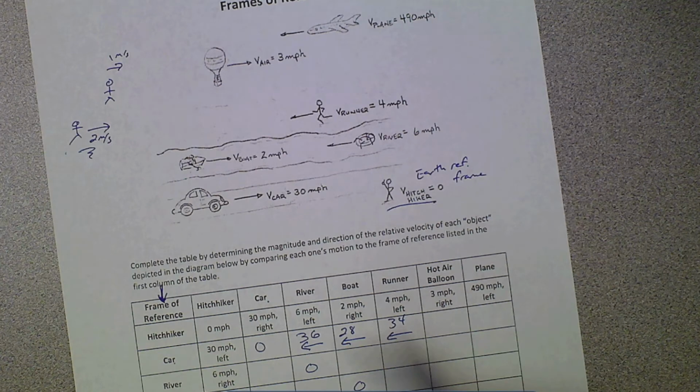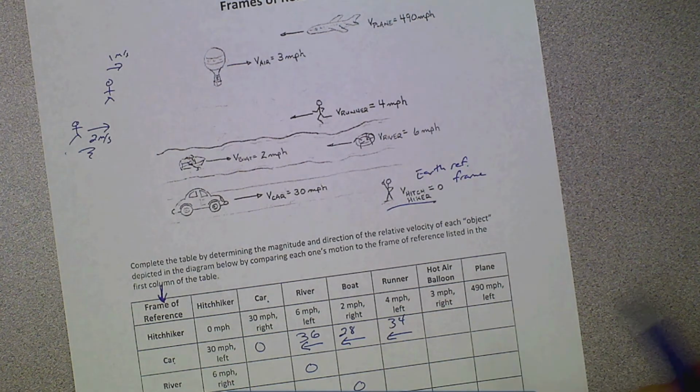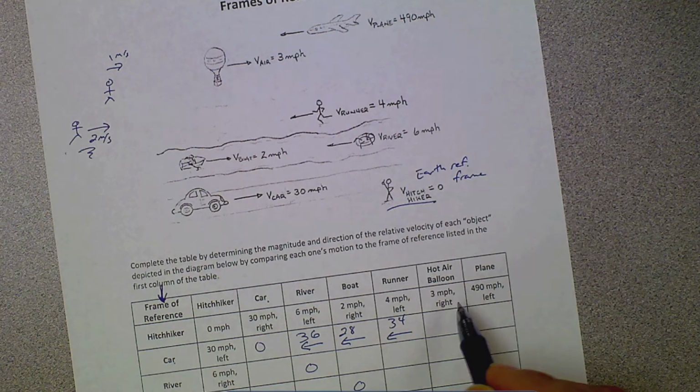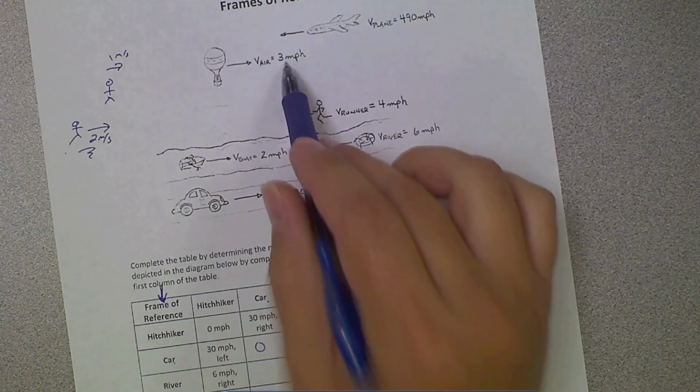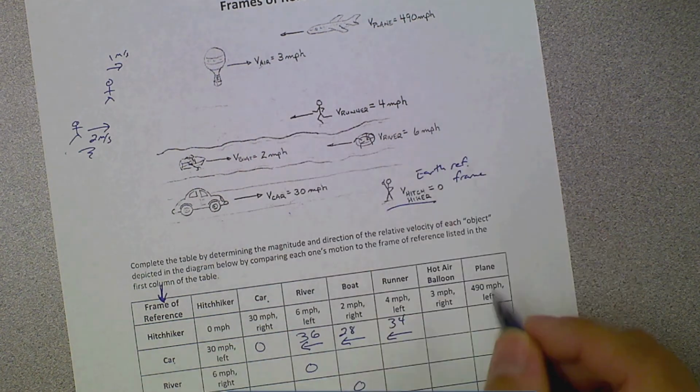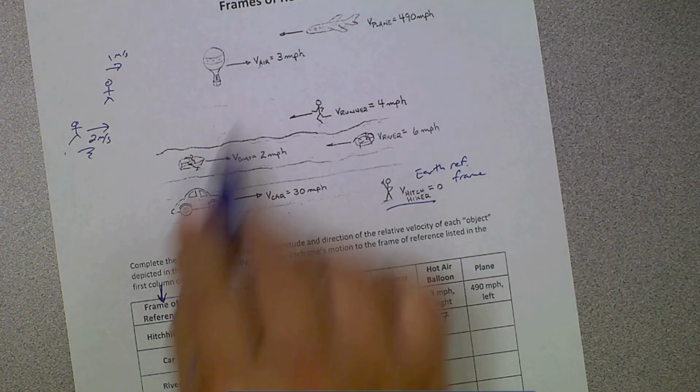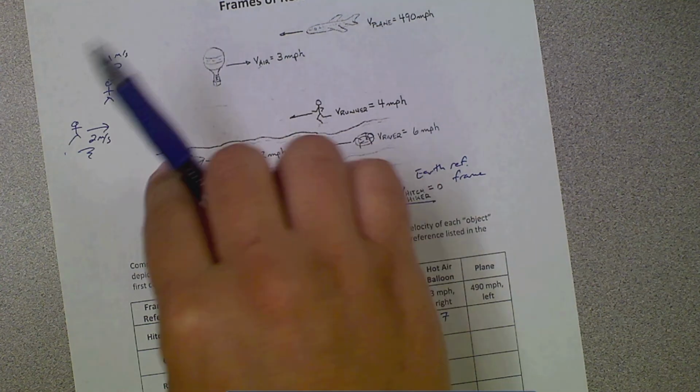Okay, so pause the video, you try the hot air balloon in the plane. So, in the car, looking at the hot air balloon, in the car, looking at the plane. Pause the video, you try it. Okay, so you should have got, for the car and the hot air balloon, same direction, so they look slower. So 30 minus 3, that's 27. And again, if you're looking at the balloon, you're going to have to turn your head this way.